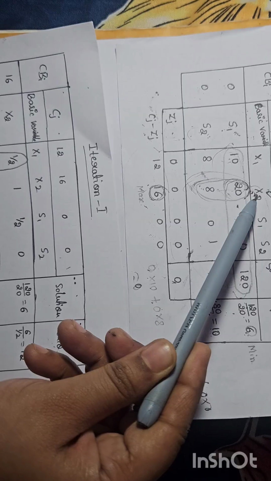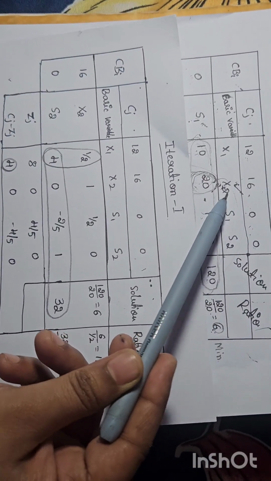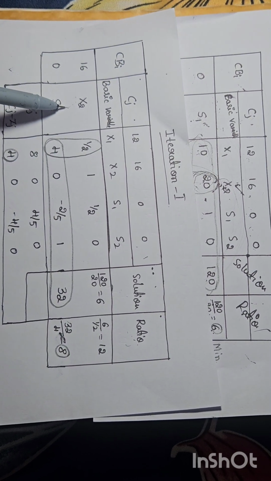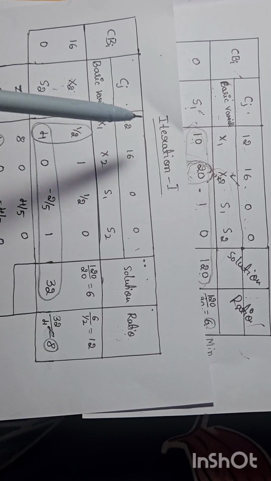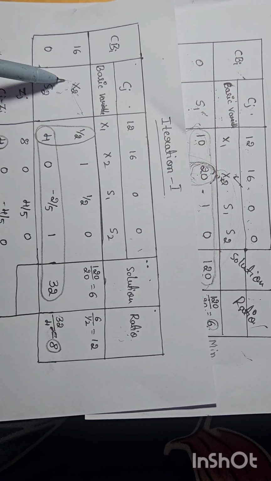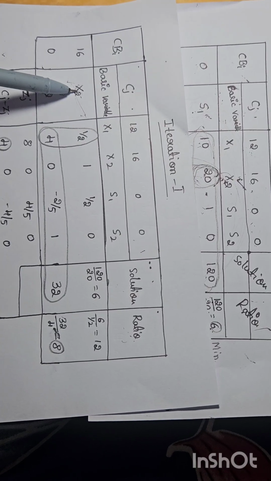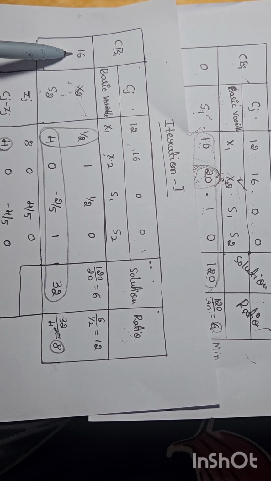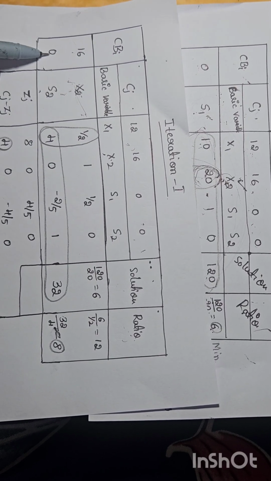x2 is the entering variable, which means x2 will be coming in here. S1 should be leaving. x2 should be entering. So x2 and S2 in the basic variable column. For x2 the Cj value is 16, which we need to write in the CB column. For S2 the value is 0, which we need to write here.